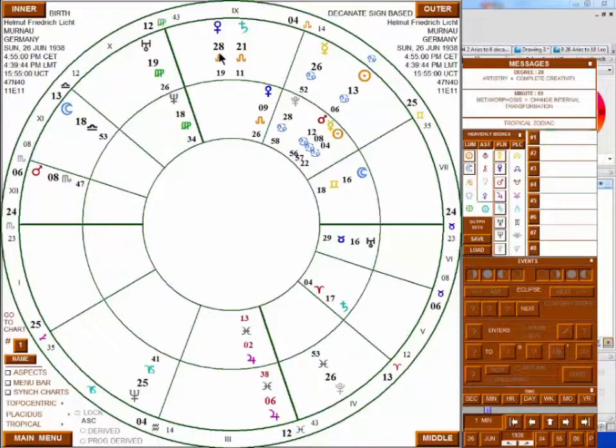Any aspects here? Possibly, my Decanate Saturn is squaring my ascendant, and my Decanate Venus is squaring my ascendant. My Decanate Mercury is trining my ascendant. And so on. You have to go through all your planets now and find aspects. Read up on these aspects, and they will give you tremendous insight, additional insight that the ordinary chart does not give you.